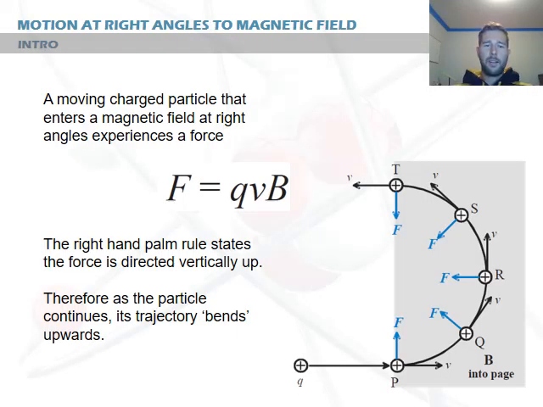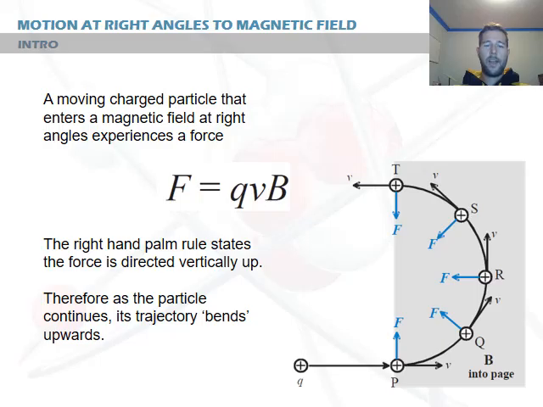A moving charged particle that enters a magnetic field at right angles experiences a force given by the equation F equals qvB. Now this equation usually has a sine theta attached to it, but at 90 degrees, at right angles to the field, the sine theta becomes 1, meaning that the maximum force is applied on that particle.